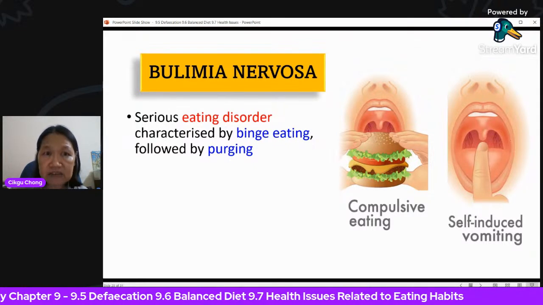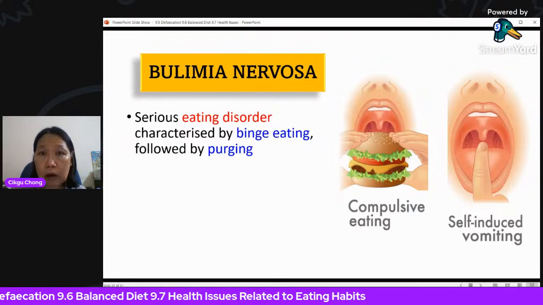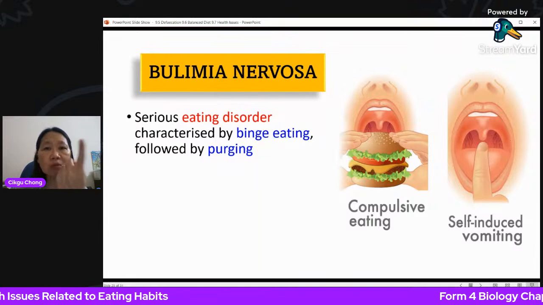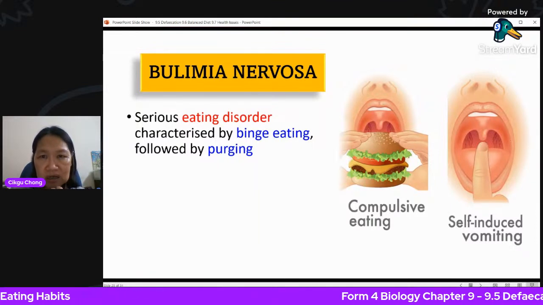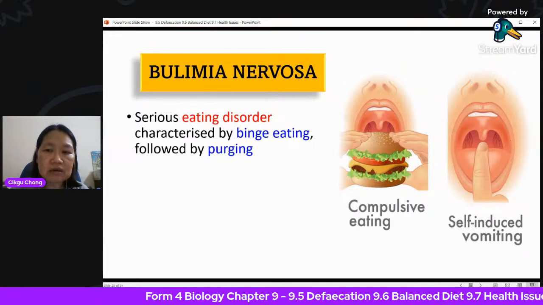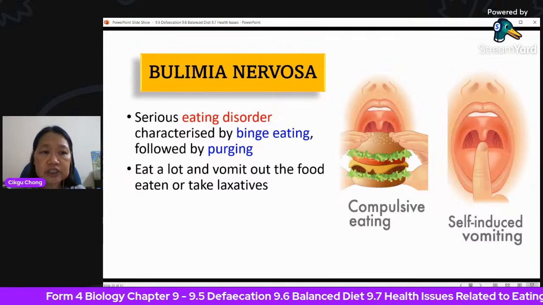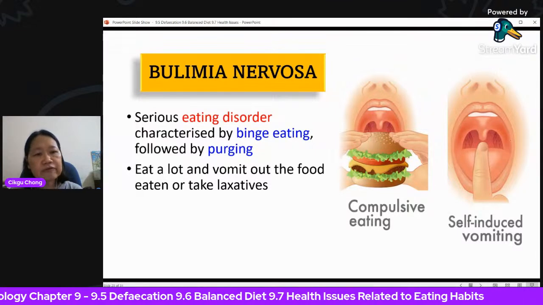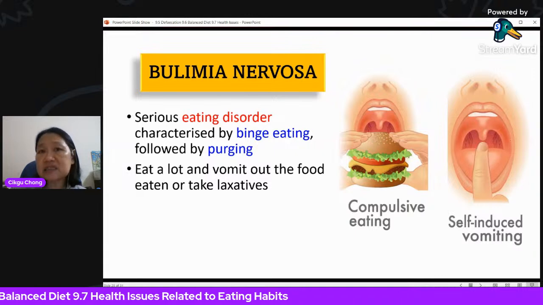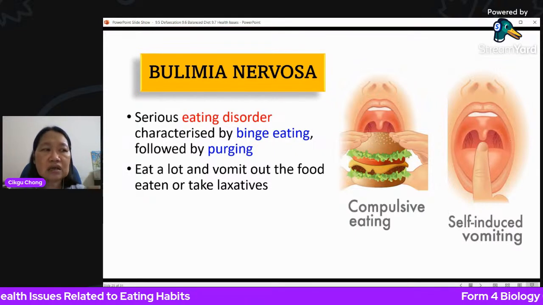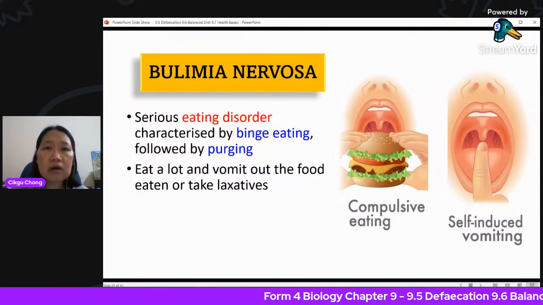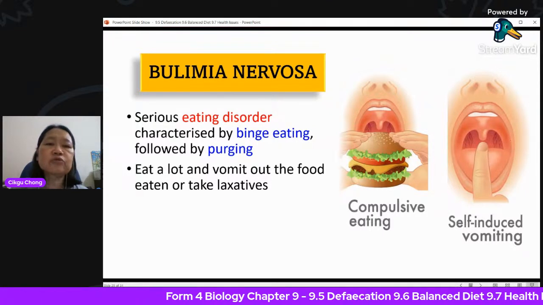Maybe you take laxatives. Laxatives will make you relax your bowels, so the food goes out the bottom way. But it can also come up the top way. You poke the throat here. The person makes herself vomit. Self-induced vomiting is called purging. So you take a lot and then vomit out the food, either by poking the throat, or you take laxatives that will relax the muscles in your large intestine so that you have more feces to remove, okay?